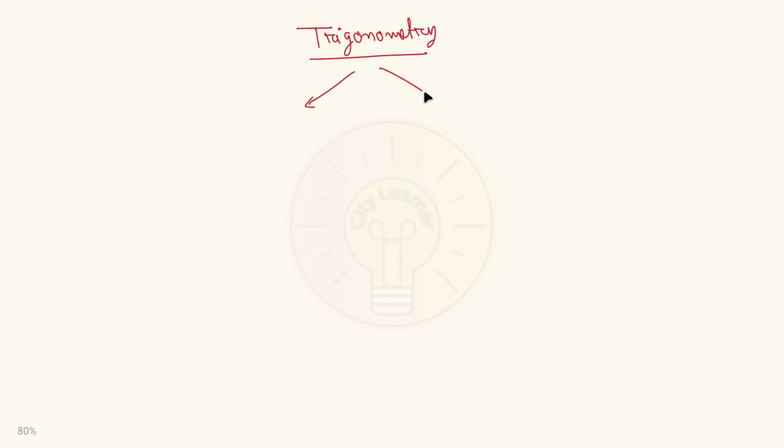So today we are going to discuss trigonometry. Before discussing trigonometry, first we have to know what trigonometry is. The word trigonometry comes from trigonon and metron. Trigonon means triangle, metron means measure. So trigonometry means measurement of triangle.